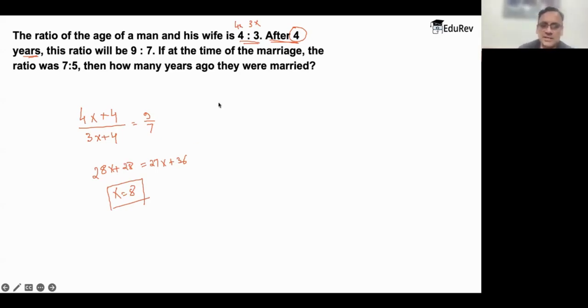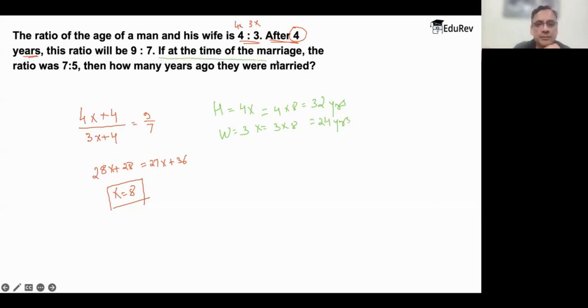So the present age for the husband, we had said was 4x. X is 8. That means it is 4 into 8. Husband at present is 32 years. Wife was 3x. X is 8. So 3 into 8, she is 24 years. This is their present age. Let's come back to the second part.